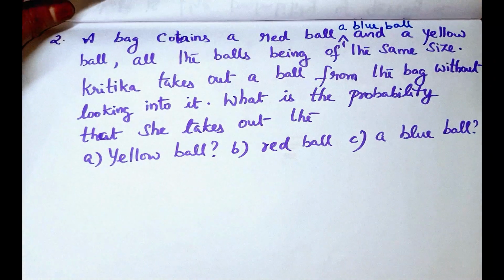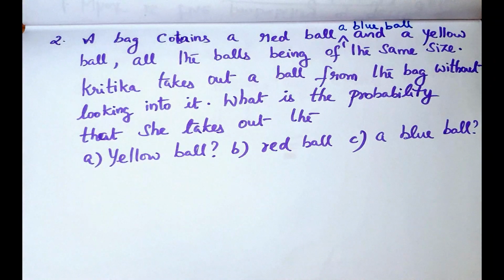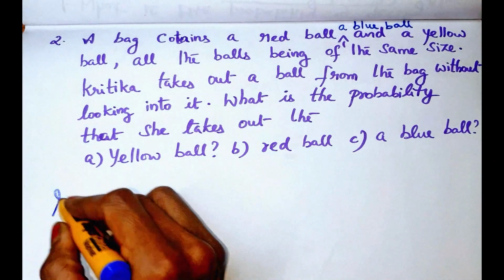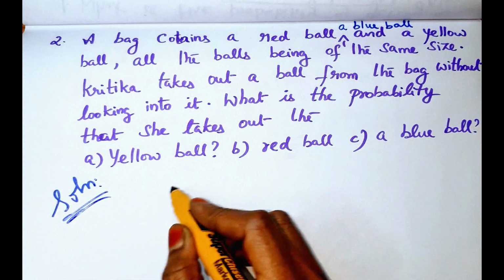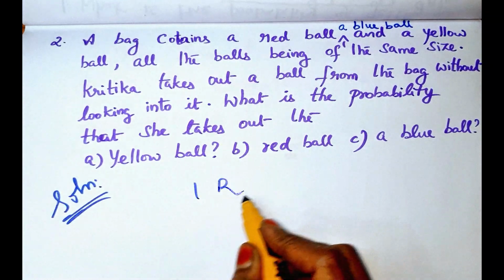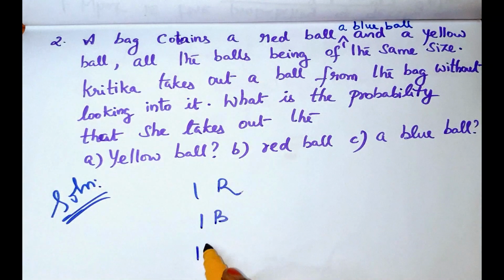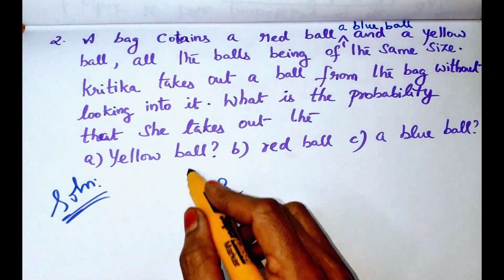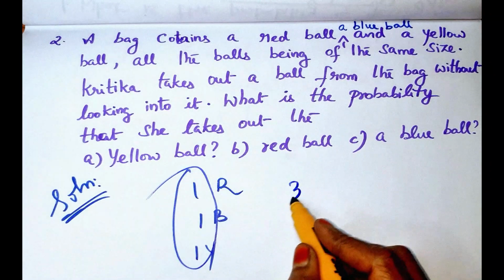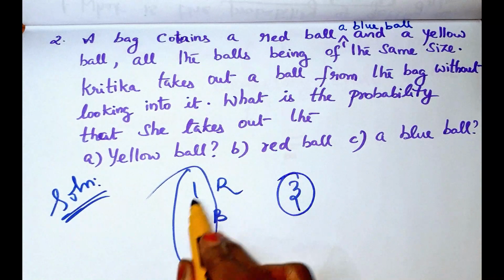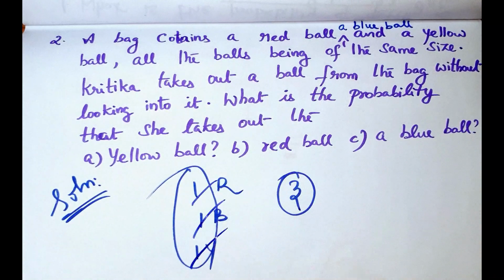The next problem: a bag contains a red ball, a blue ball and a yellow ball, all the balls being of the same size. Kritika takes out a ball from the bag without looking into it. What is the probability that she takes out the yellow ball, the red ball and the blue ball? This problem is very easy. One red ball, one blue ball and one yellow ball. What is the total number of balls? Totally we have 3 balls.